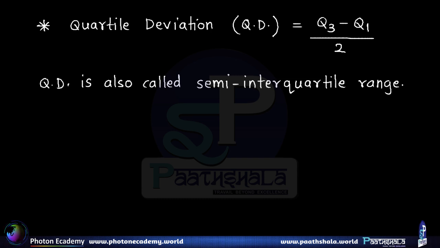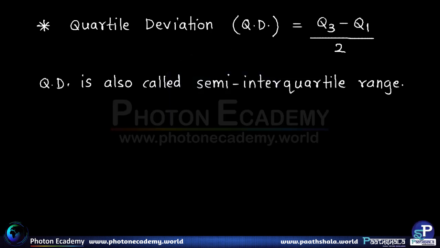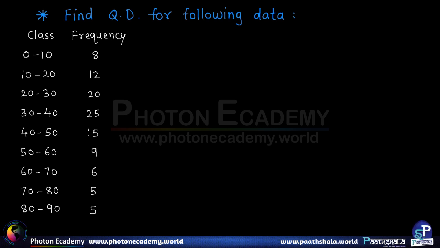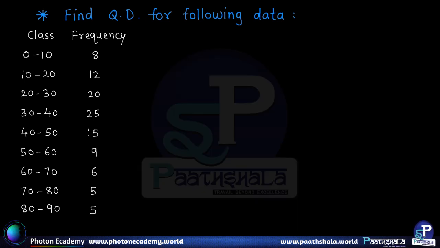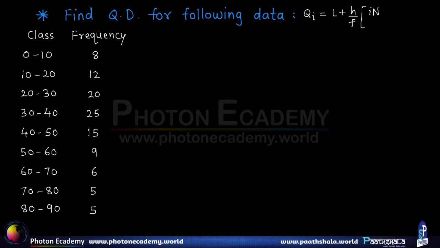We have already seen the method to calculate the quartiles, so let us practice one sum to calculate quartile deviation. Here the data given is continuous data. We are given classes and their respective frequencies. To calculate the quartile deviation, first we must calculate the quartiles, and let us write the formula for the ith quartile in general, that is L plus h upon f into (i n by 4 minus CF). We are already aware of all the symbols here.